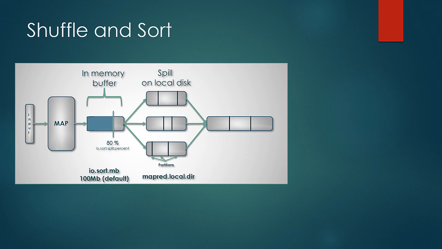If the map's output is going to be very large, it is recommended to compress it to reduce the amount of data. This can be done by setting the property mapred.compress.map.output to true, and the compression scheme can be specified by the property mapred.map.output.compression.codec. After this comes the copy phase.